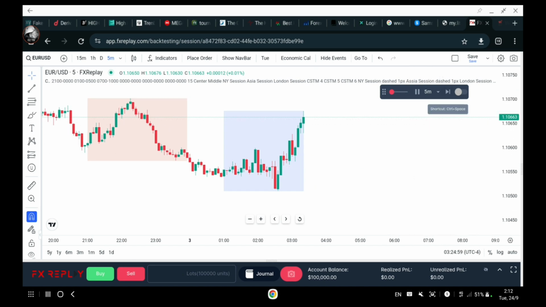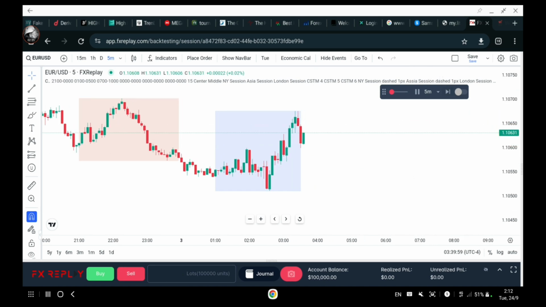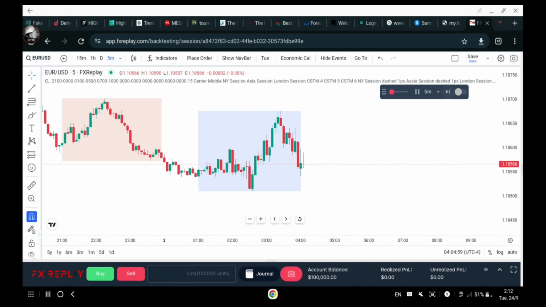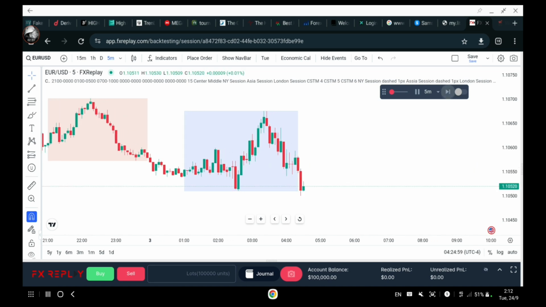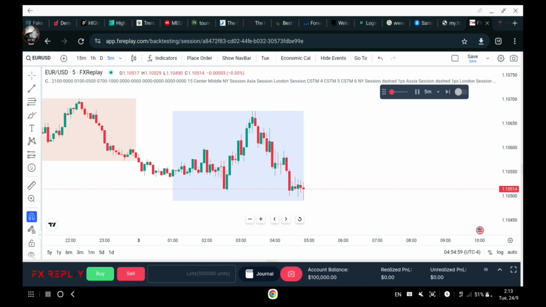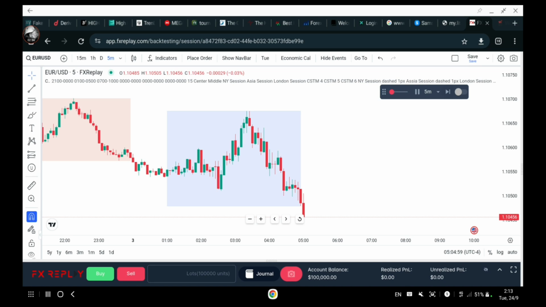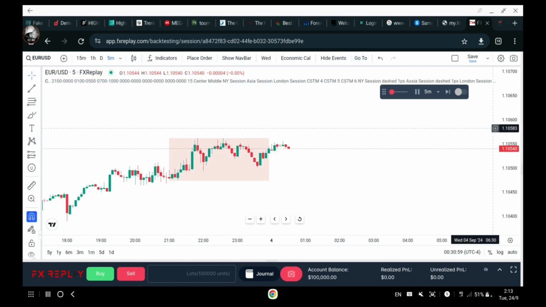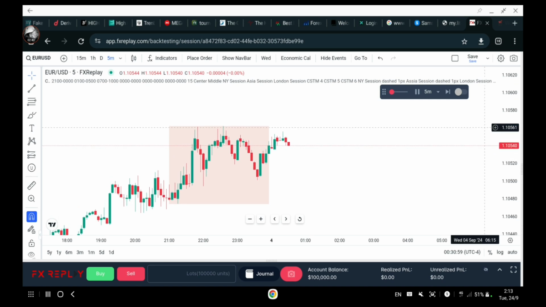Let's just see if price presents a setup before we call it time. Let's wait and see. And we didn't get the setup, so we move to the next day. Let's see this day.